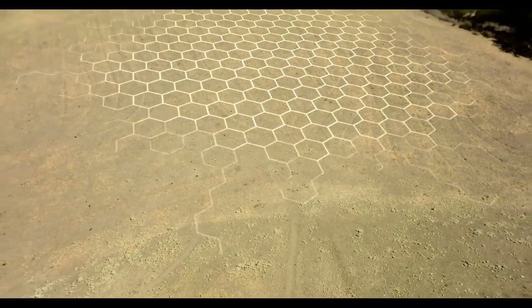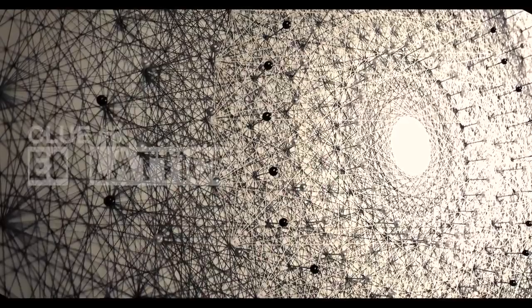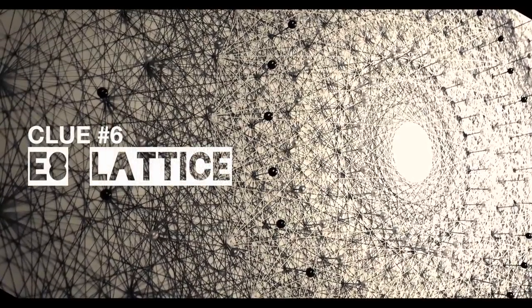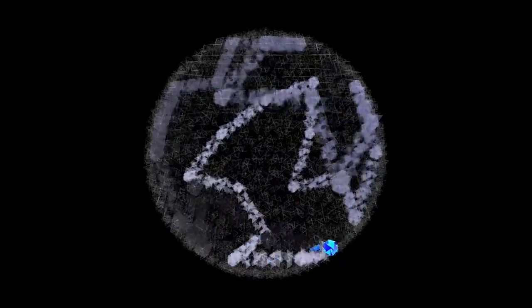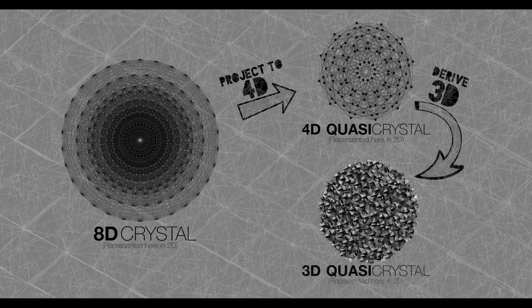Now this shape forms a crystal. Now remember, crystals are periodic patterns of a certain shape. Like that checkerboard is a 2D crystal made up of squares. So this crystal is of a particular 8-dimensional shape. And this crystal is known as the E8 lattice. To generate that 3D quasicrystal, the substructure at the pixelated fabric of reality, we project this 8D crystal to 4D. And then we convert that to 3D.